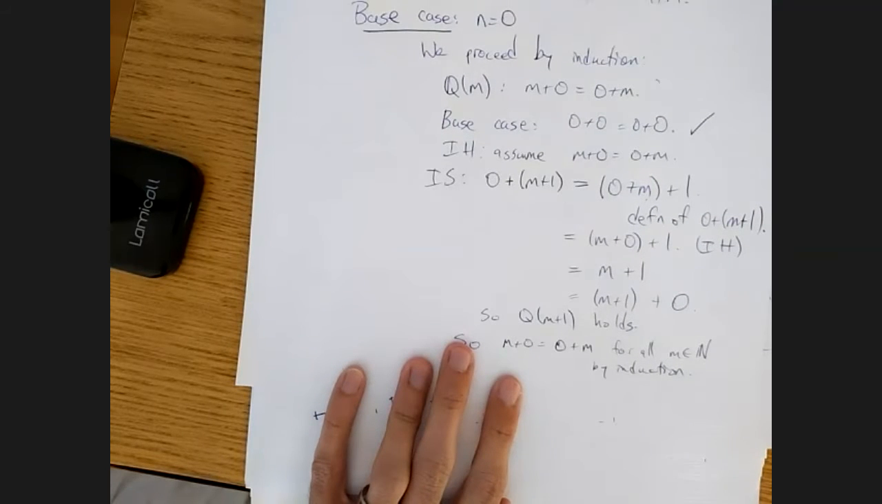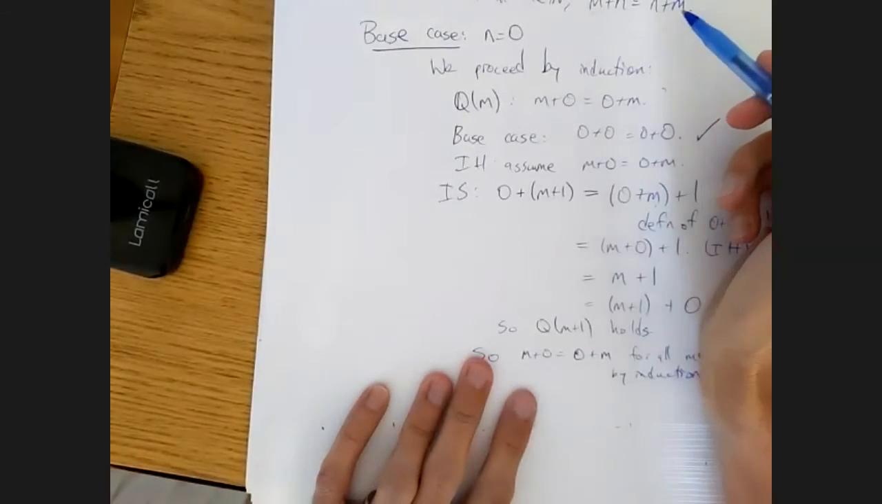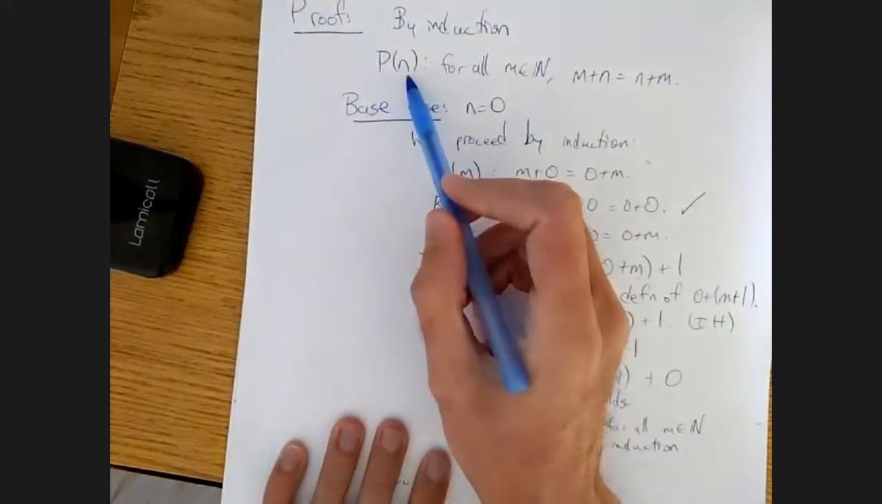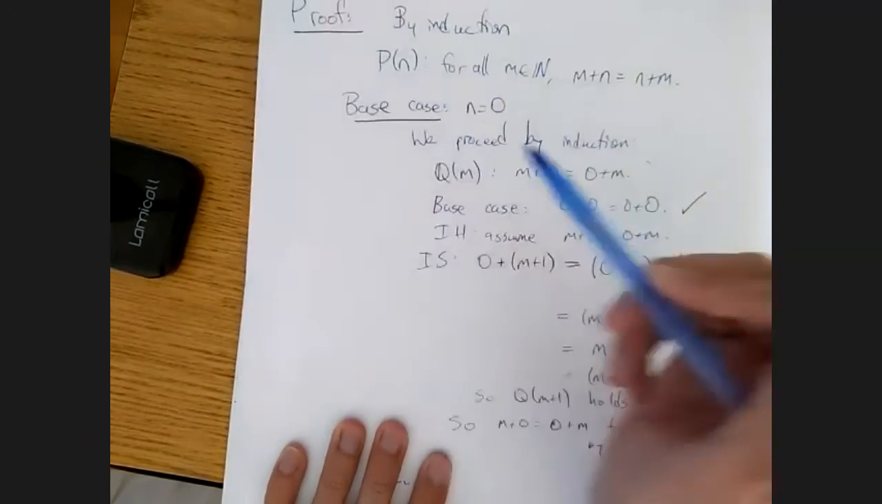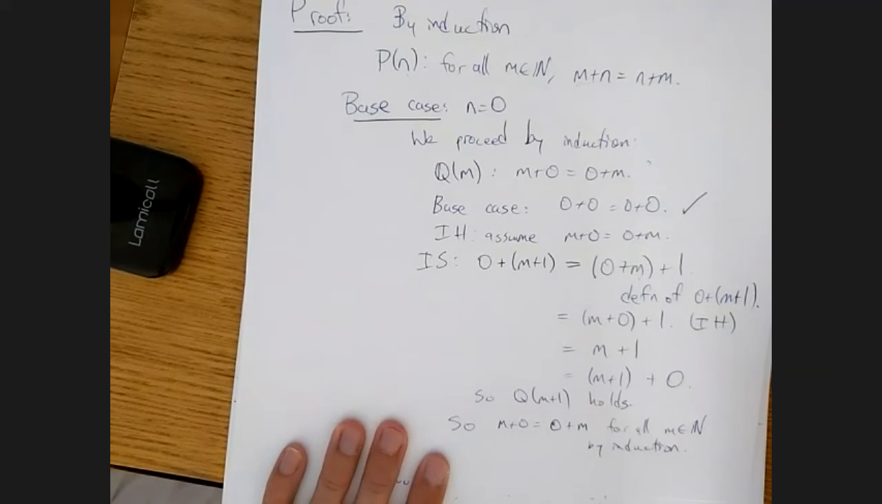So now we just want to see, for all m and n. And so we have this statement, this is P of n. We're proving P of n by induction. So far, we've proved it for all m. Okay, so our induction hypothesis is to assume P of n for some natural number n. So let's do that.